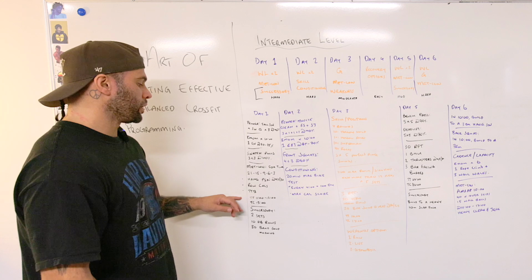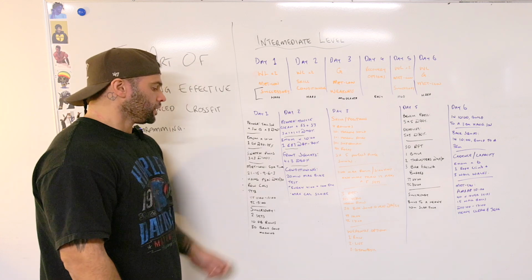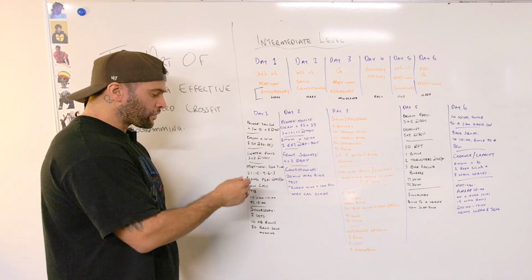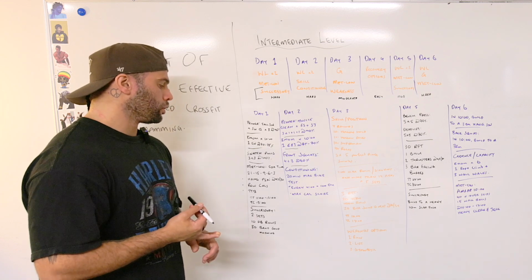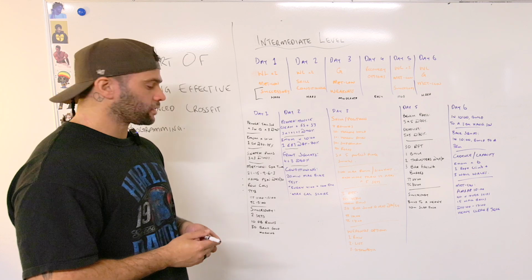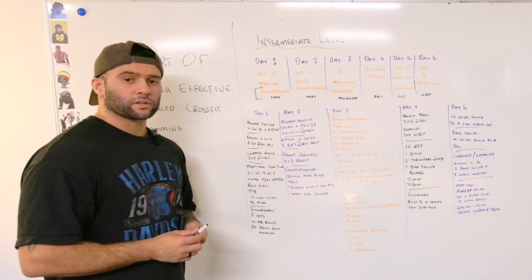The target time is between 11 and 12 minutes. The time cap is 15. The hang power snatch is at a barbell load where you should be able to see your user go anywhere between 1 and 3 sets. If there's more than 3 sets, I think that the barbell is going to be a bit heavy.